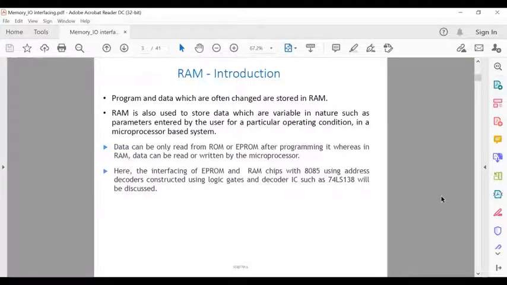Now the interfacing of EPROM or RAM, the memory devices, with the 8085 can be performed by connecting them via a decoder circuit. And how can this decoder be made? A decoder can be constructed using logic gates, and the decoder IC, called the 74LS138, must be connected to interface any memory device with the microprocessor 8085. So let's move on to the next slide.